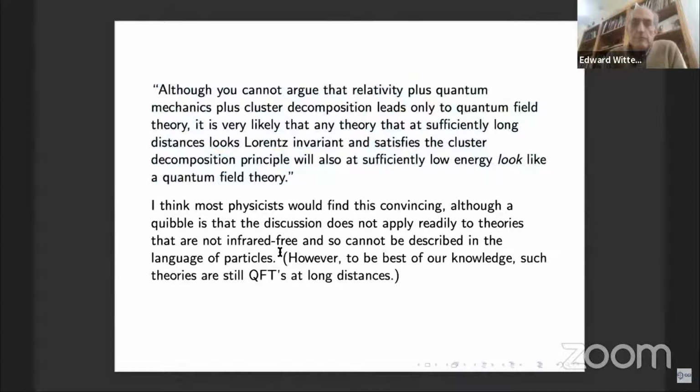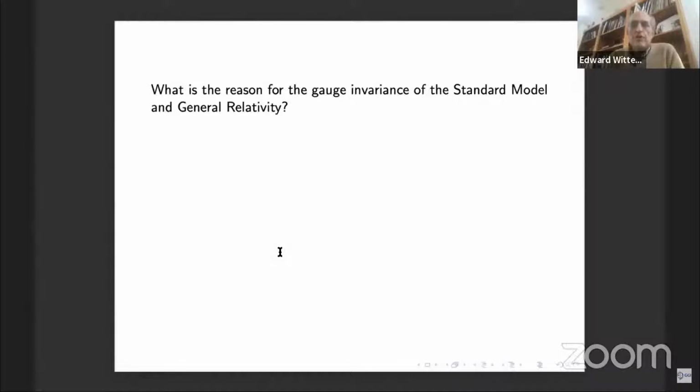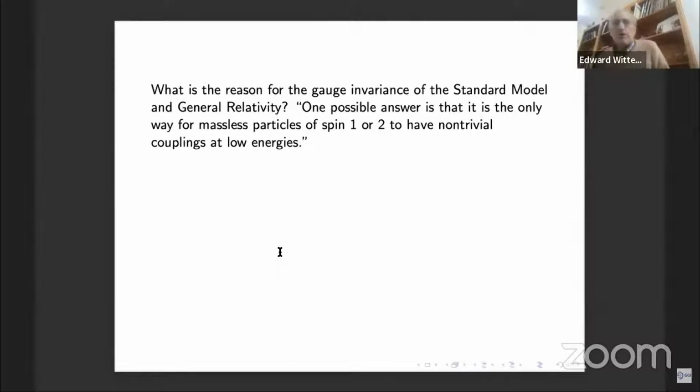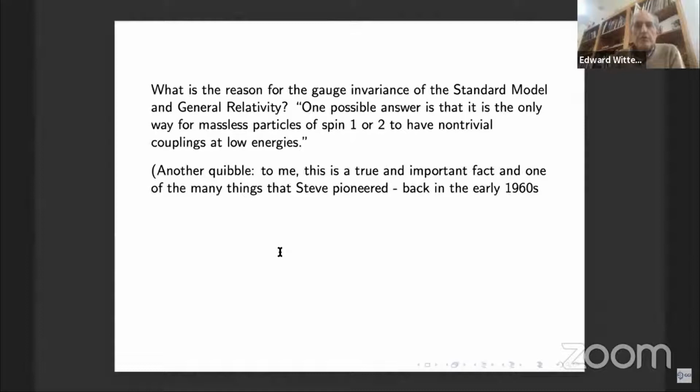Well, what's the reason for the gauge invariance of the standard model and general relativity? One possible answer is that it's the only way for massless particles of spin one or two to have non-trivial couplings at low energies. This is a reference to the work he had done in '64 and '65 on soft theorems and QED and gravity. And in my list of six topics at the beginning, it's the only one that the previous two lectures didn't really say much about. And I won't either, because I want to go into other things.